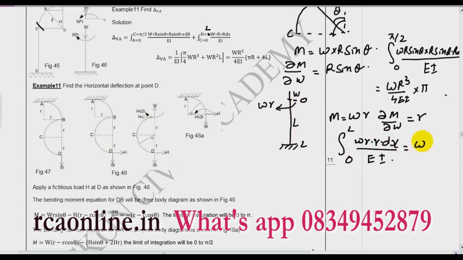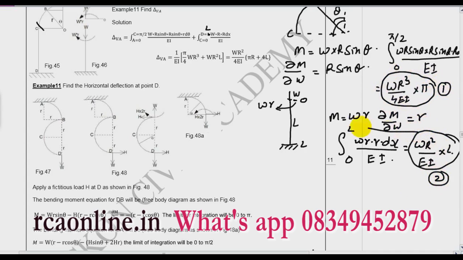So what I get when I solve? WR square, make it capital R, it hardly makes any difference. So WR square over EI into L. So what is my total deflection? Total deflection is the summation of this and this. So this is my total deflection. In this way, friends, you need to solve the curved members.